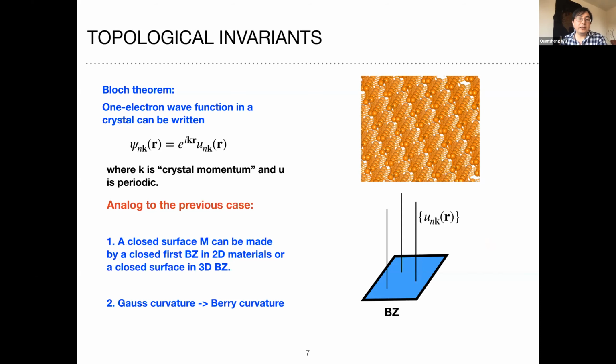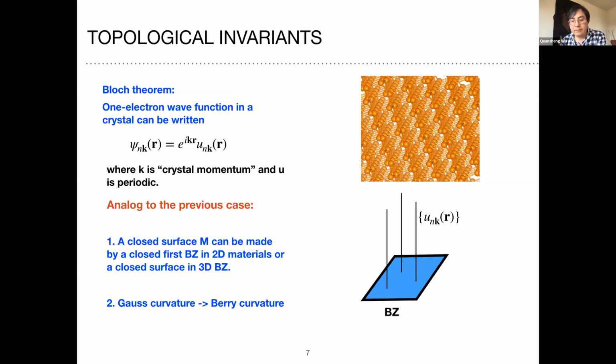And in the crystal, you will have a crystal momentum. This is called K, and since it's periodic, K takes all the K points from the Brillouin zone. If we look at the first Brillouin zone, actually it's closed. It's like a torus. In a 2-dimensional system, it's a 2D torus, and in a 3-dimensional system, it's a 3D torus. Okay. So analogous to the previous case, we have a closed surface, right?